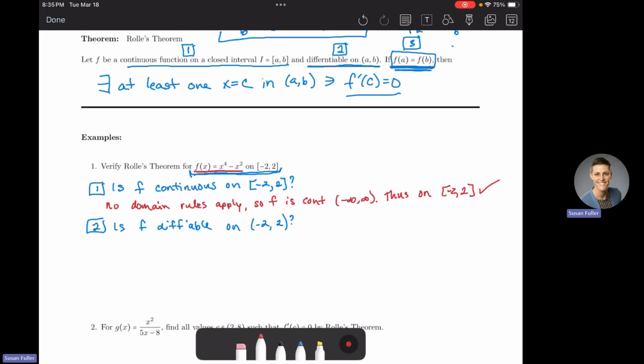So f prime of x, my derivative here, is going to be 4x to the third minus 2x to the first, and that's my derivative. Do I have any problems? Does this thing fail to exist anywhere? Do any domain rules apply? No, I don't have roots, I don't have logs, I don't have fractions. This exists everywhere.